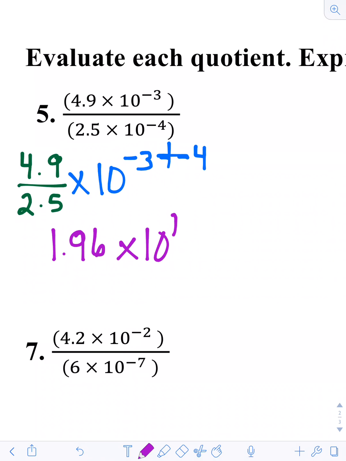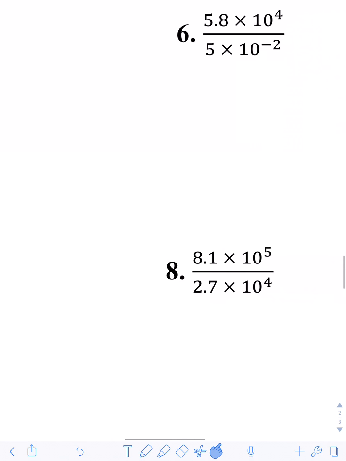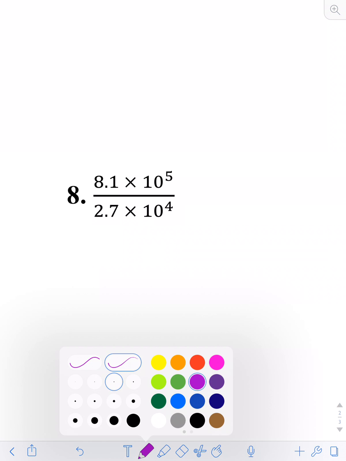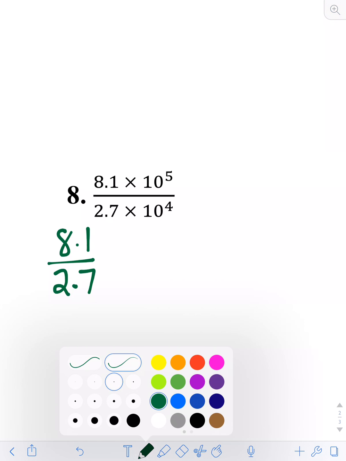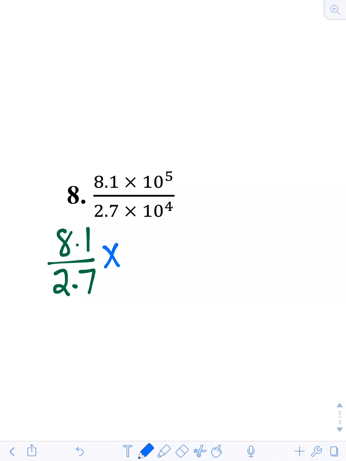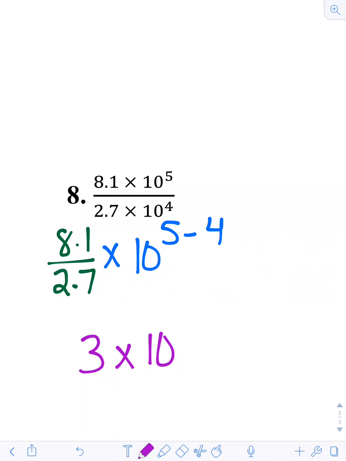Alright, and the last one I'll do like this. I'll do number 8. Okay, so again, same thing. We have 8.1 divided by 2.7, and then we have times 10. When you have your exponents, you subtract them. So 5 minus 4. So 8.1 divided by 2.7 gives us 3. So my final answer here is going to be 3 times 10. 5 minus 4 is 1, so times 10 to the power of 1. And you can leave it as that.